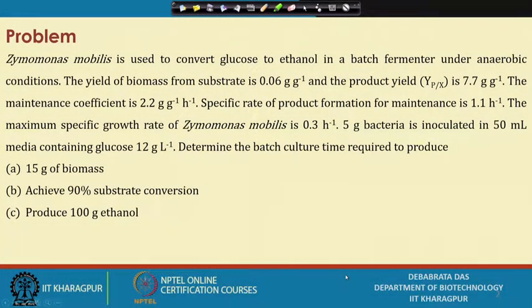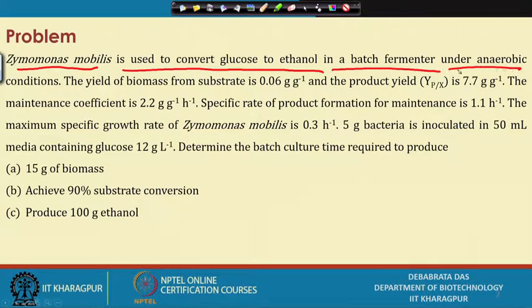Now the first problem, if you look into it, is about Zymomonas mobilis. I told you Zymomonas mobilis is a kind of bacteria. Mostly alcohol, ethanol fermentation takes place by using yeast cells, the Saccharomyces cerevisiae. Now scientists are working very hard on how Zymomonas mobilis can be used for ethanol fermentation, because the doubling time of Zymomonas mobilis is much less as compared to the yeast cells. Now this Zymomonas mobilis is used to convert glucose to ethanol in a batch fermenter under anaerobic conditions.